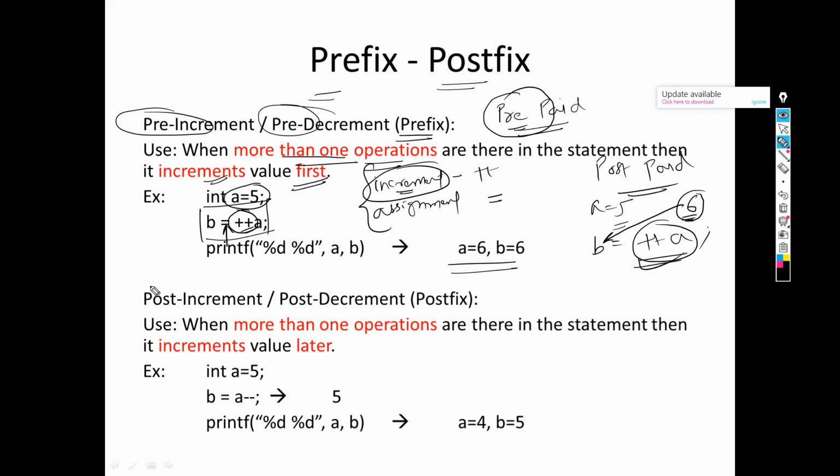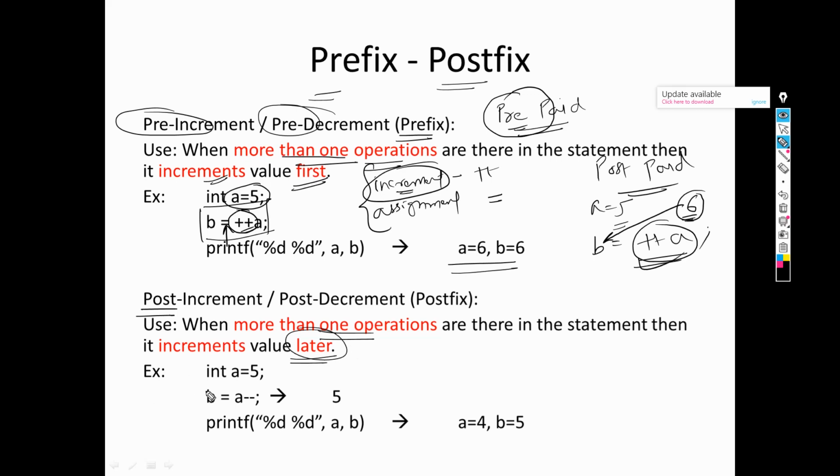Now we talk on the next case, that is post increment. So it is like post paid, means first you use the services and then you pay for that service. Likewise, if there are more than one operations, then first you perform other operations and then you perform increment or decrement because it is post. Post means बाद में. So we need to increment or decrement later on. So again, if we have more than one operations, then the increment or decrement is to be performed later on.